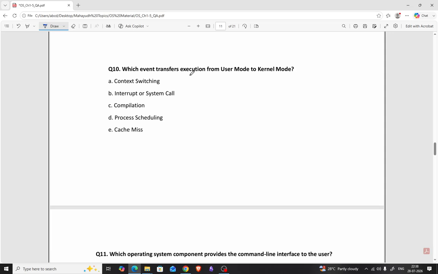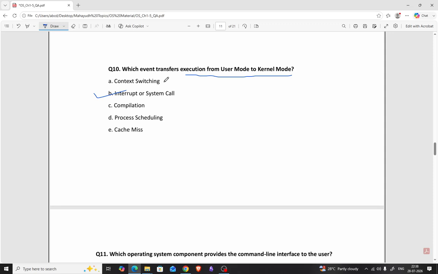This also we have read it. Execution from user mode to kernel mode. The answer will be interrupt. Interrupt or system call. During an interrupt or system call, it switches from user mode to kernel mode.